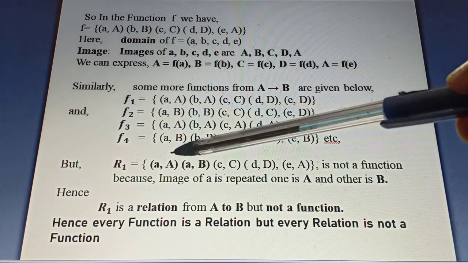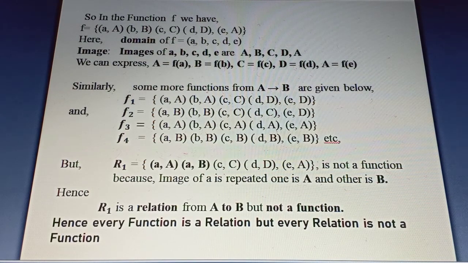A is having two images. One is capital A and another is capital B. Okay, students? So this is not the condition of a function. The condition of a function is every domain must have its unique image, one image, but here we can see that the images are repeated. So it is not a function, but it is a relation.